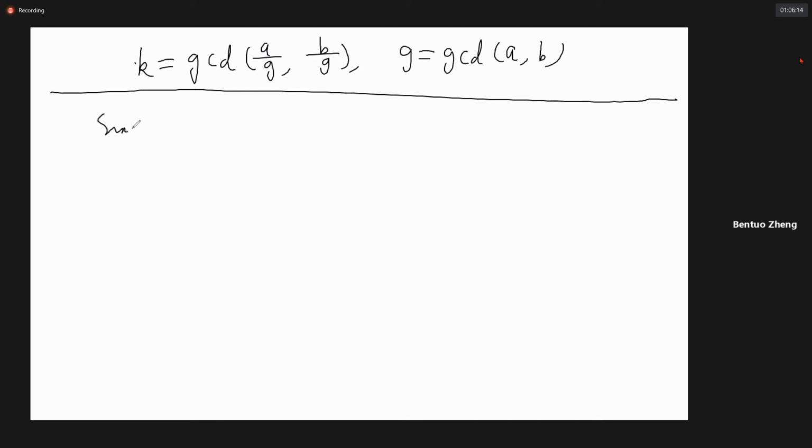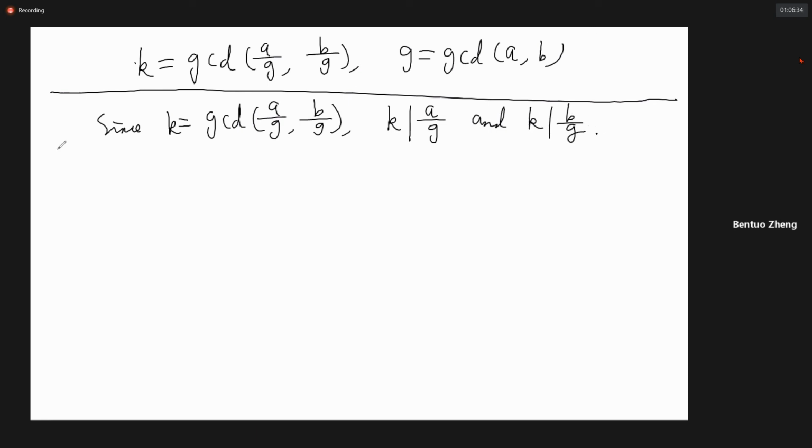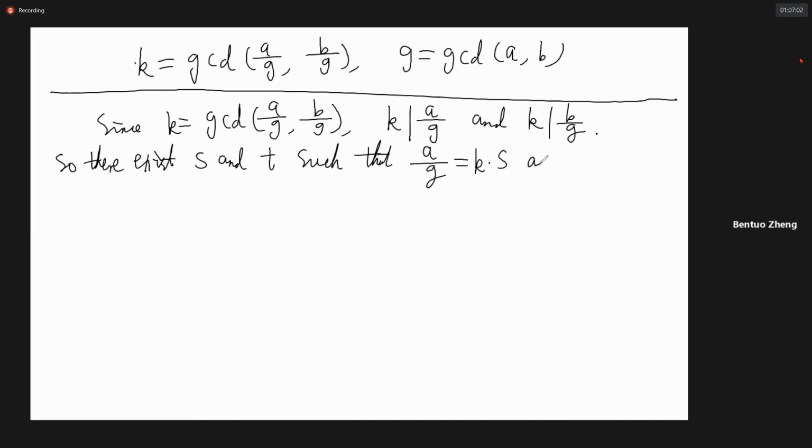Okay, since K is equal to the greatest common divisor of A over G and B over G, in particular, we know that K divides A over G and K divides B over G. Since K divides A over G, there exist S and T such that A over G is equal to K times S, and B over G is equal to K times T. This is by definition of divisibility.